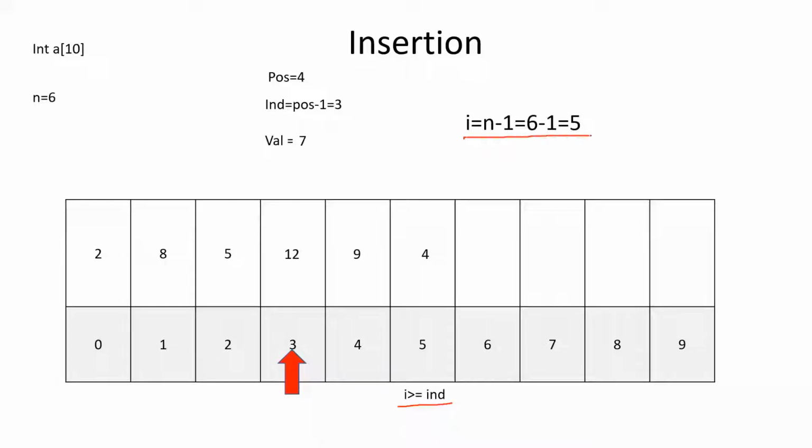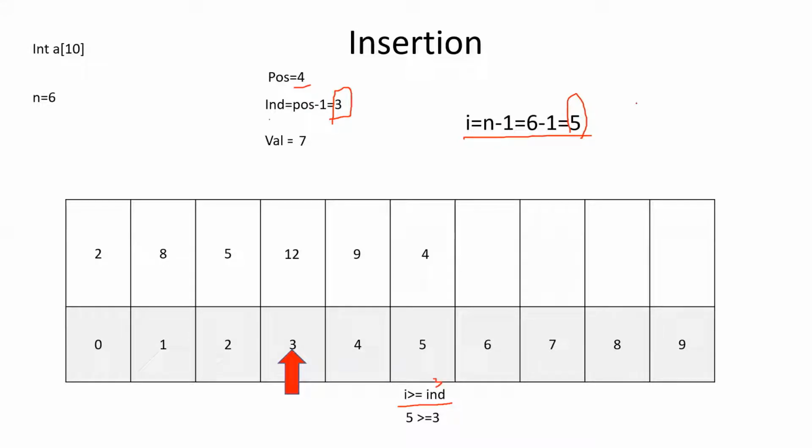I we have set as 5. What is index position I told just now? 3, ma'am. Index position is a position where we are going to insert the value 7. We entered 4 and we changed into index as 3, right? So index is 3 and the initial value of I, we have set it as n minus 1. N minus 1 is 5. So I is 5 and index position is 3. We are checking whether 5 is greater than or equal to 3. 5 is greater than or equal to 3.